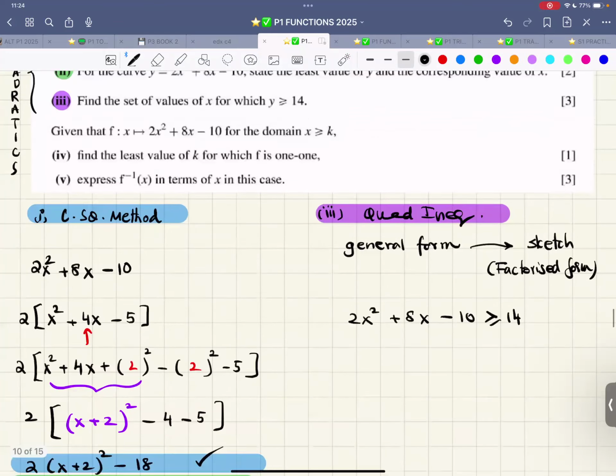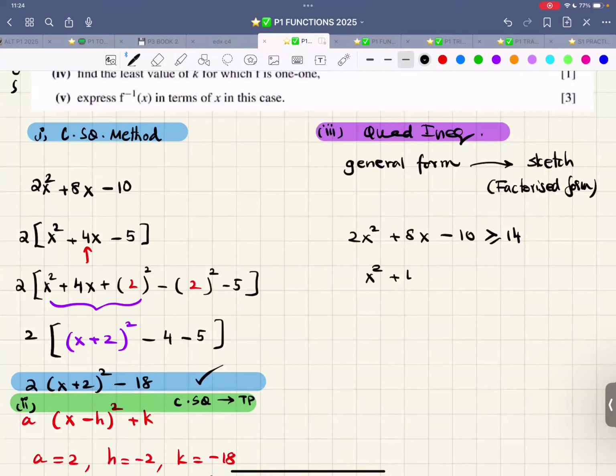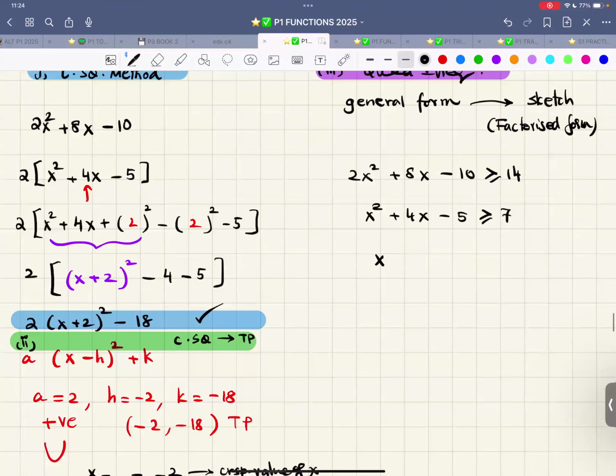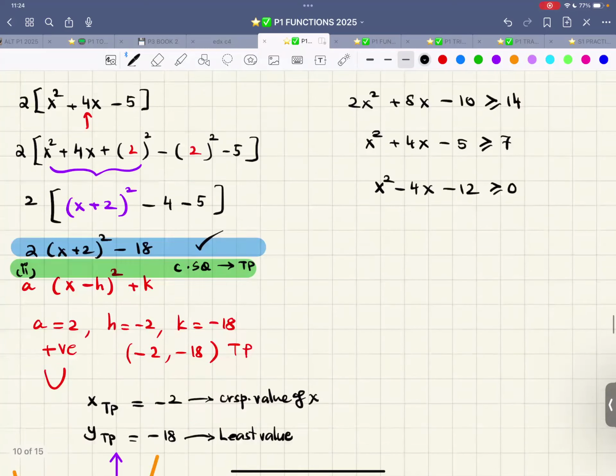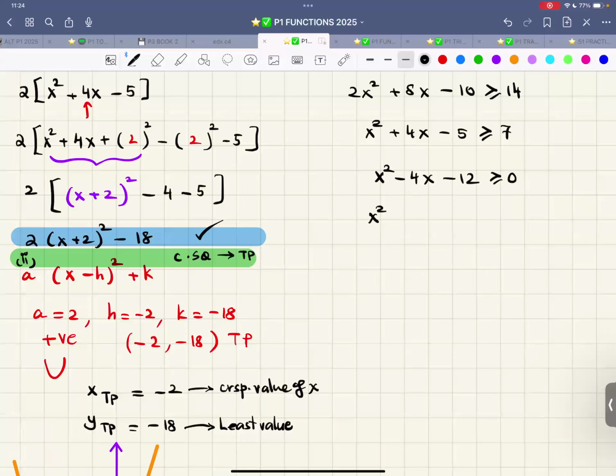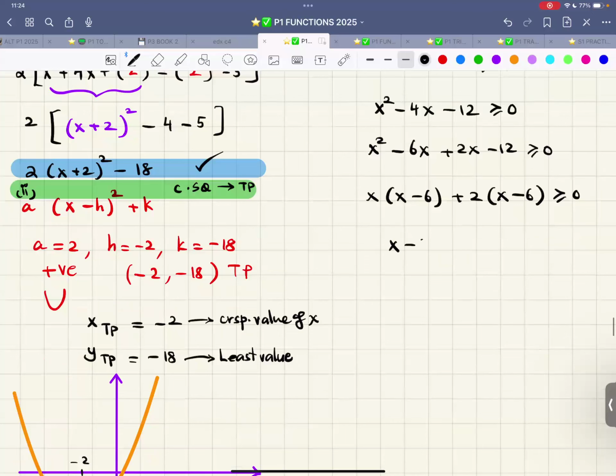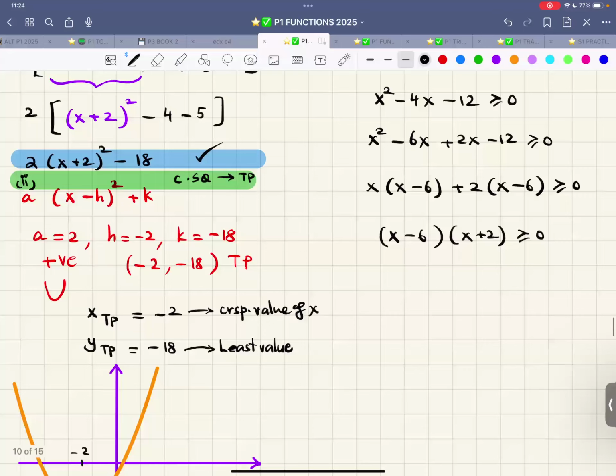This is part 3. Divide by 2: x squared plus 4x minus 5 is greater than or equal to 7. x squared minus 4x minus 12 is greater than or equal to 0. Middle term factorization: x squared minus 6x plus 2x minus 12 is greater than or equal to 0. x bracket x minus 6 plus 2 bracket x minus 6 is greater than or equal to 0. x minus 6, x plus 2 is greater than or equal to 0.